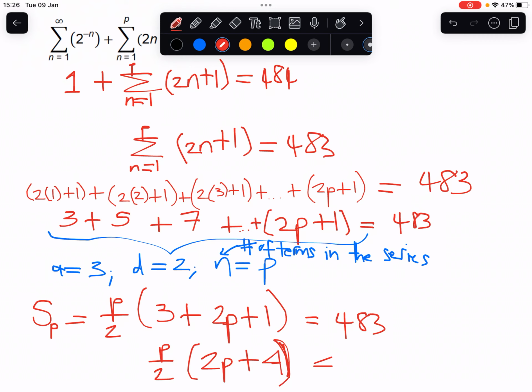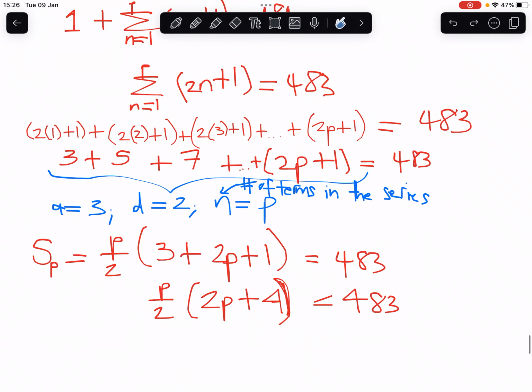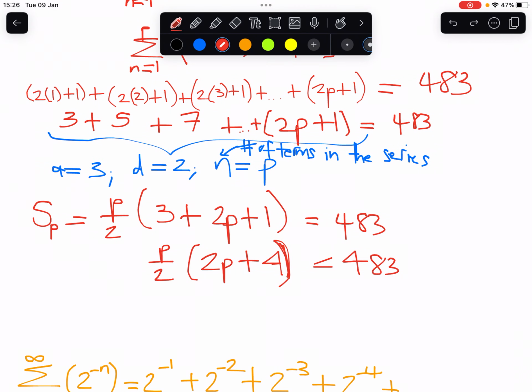So what I was tempted to do was to multiply both sides of the equation by 2 so that I could get rid of that division. But thankfully, both terms inside the bracket are even, so they are going to get rid of the division for us. Right, so I'm going to divide the 2 in there and in there. So we're just going to be left with p times p plus 2 is equal to 483.